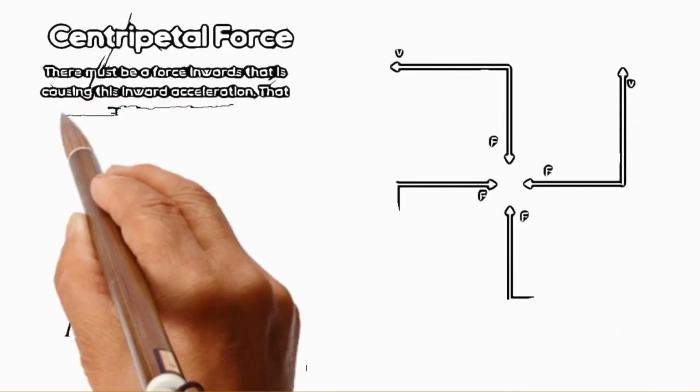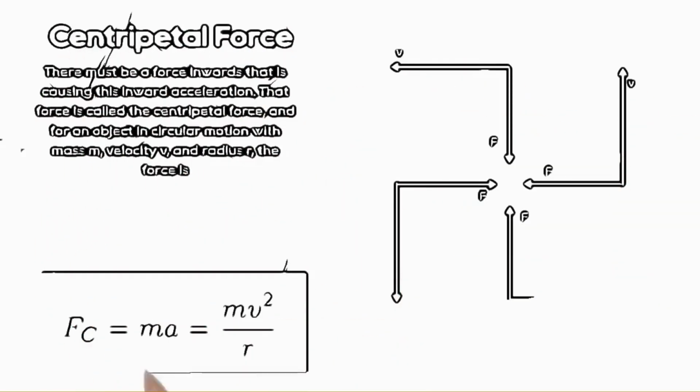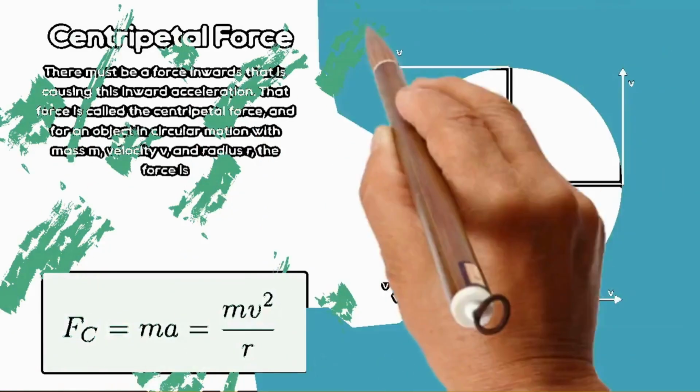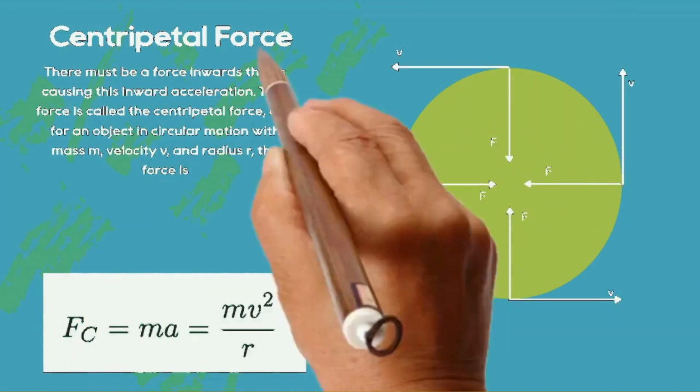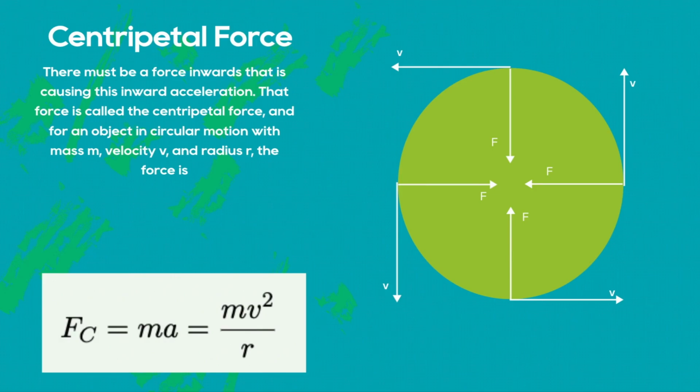Now, the centripetal force points towards the center. That's the force that causes centripetal motion. So basically, since we know that the acceleration is v squared over r, then the force is simply mass times acceleration, so mv squared over r, where r is the radius.